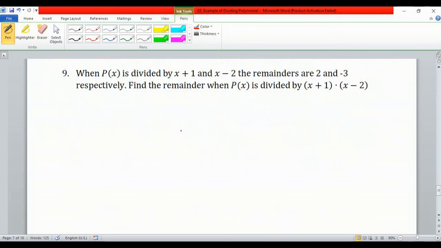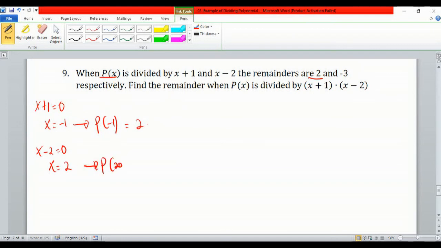When p(x) is divided by x plus 1 and then x minus 2, the remainder are 2 and minus 3 respectively. You need to find the remainder when p(x) is divided by x plus 1 times x minus 2. Okay, so we can write here x plus 1 is equal to 0. So x equals minus 1. So you need to substitute into p(x). So p(minus 1), the remainder is 2. And then x minus 2 equals 0. So x equals 2. So p(2) is equal to minus 3.